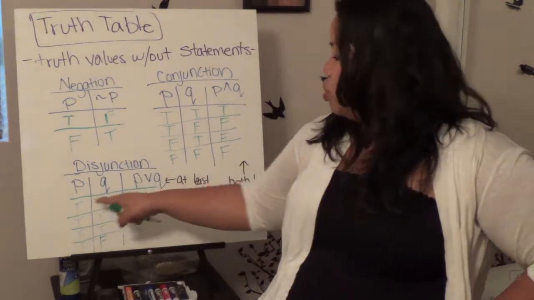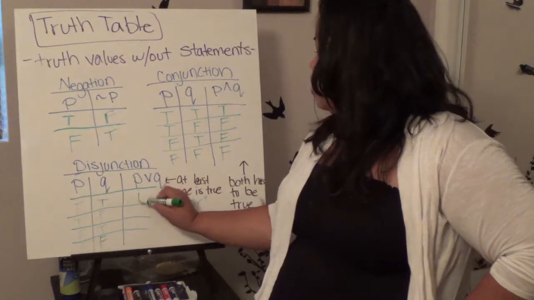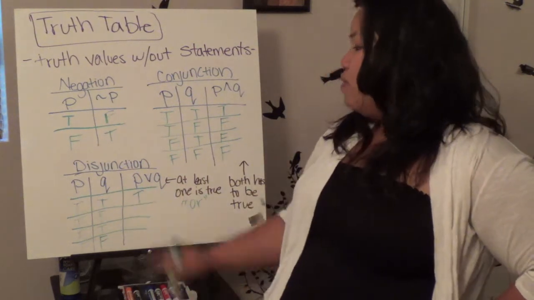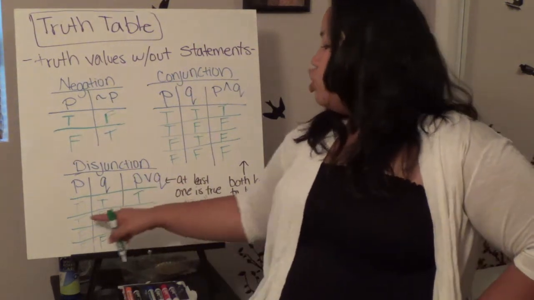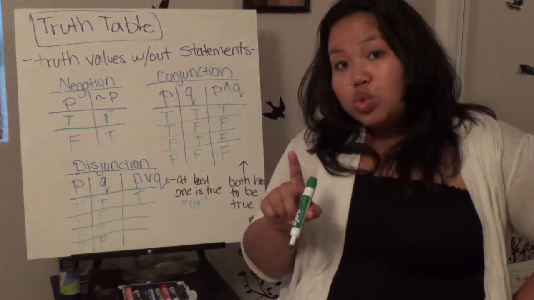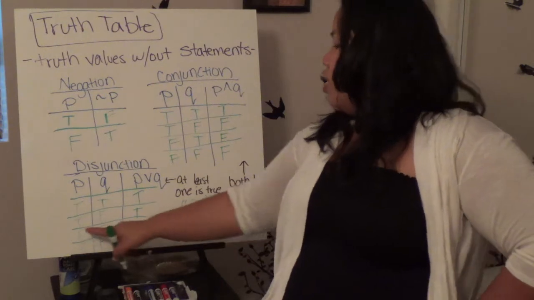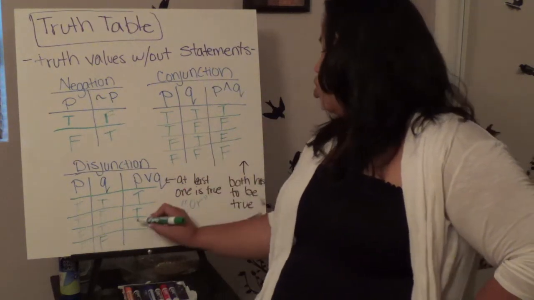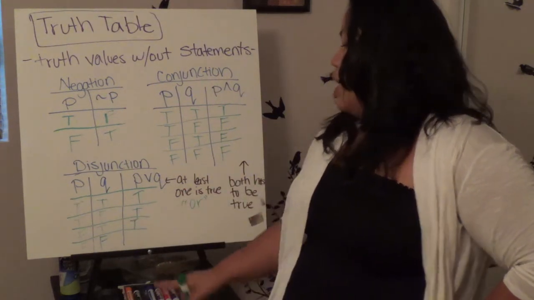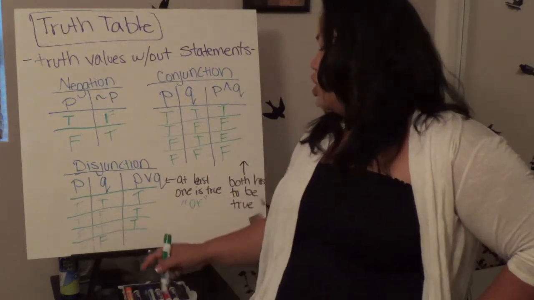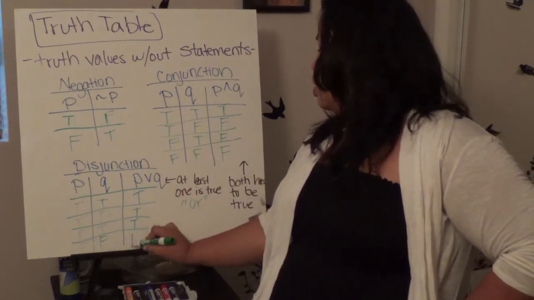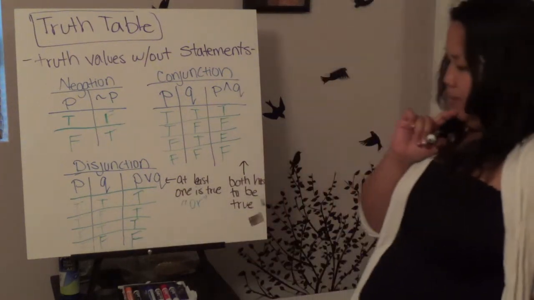For example, this is true and true. So this is in fact true because at least one is true, even though both are. This one is true and false, but I have at least one true, which is here. So this is still true. This one, false and true, I still have one true, so this is true. In this one, they're both false, so I don't even have one true, so this is false.